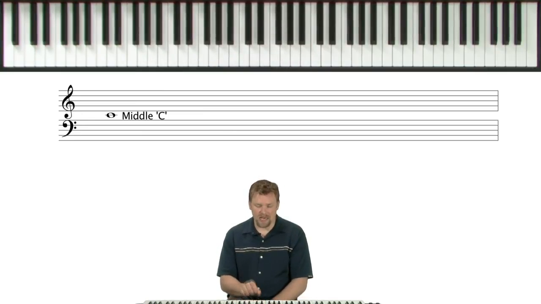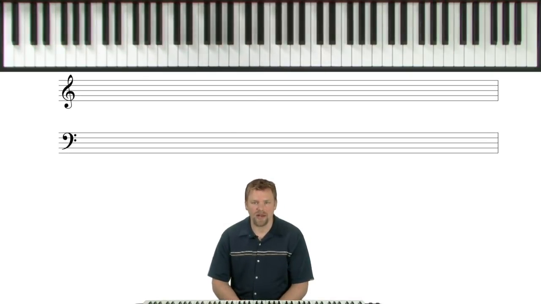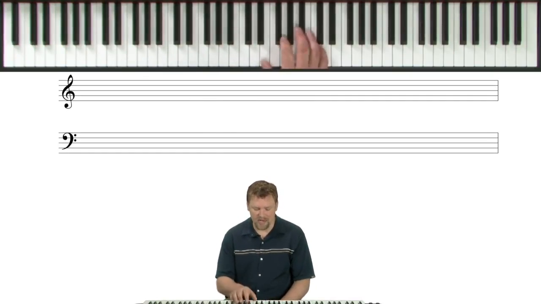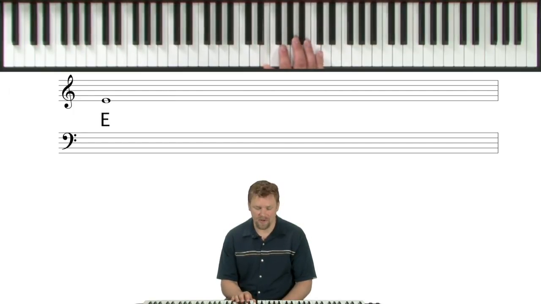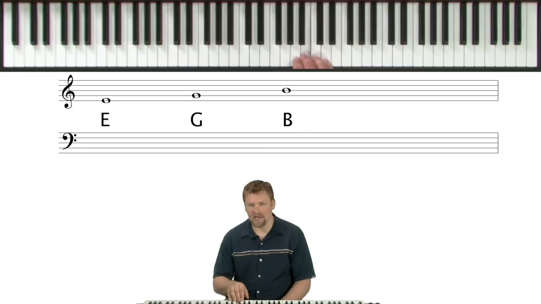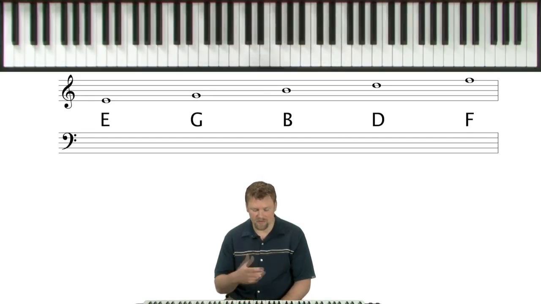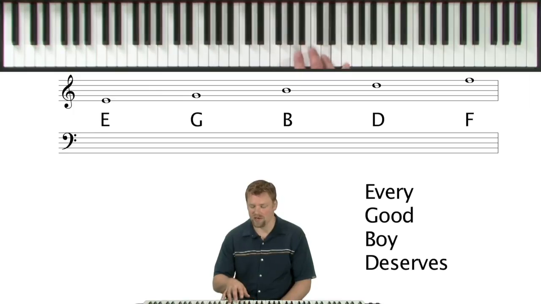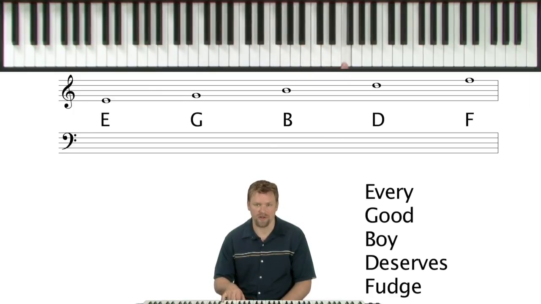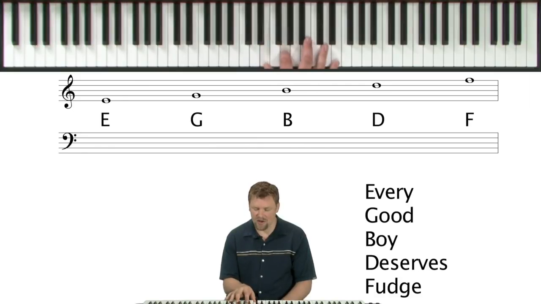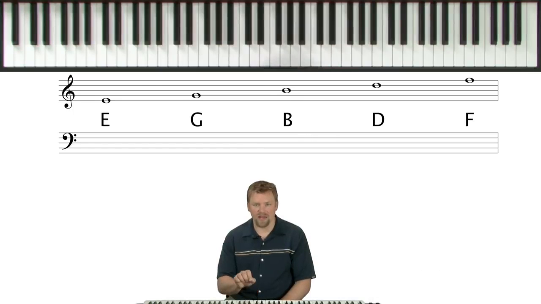So, if that's C and you go up a step, we get to the first line on the top staff. The first line on the top staff is an E. If you skip to the next line, we get a G. The next line, a B. The next line, a D, and then an F. You can remember E, G, B, D, F with this: every good boy deserves fudge, or food, or whatever you want to put there. So that's the notes that we find written on the lines in the staff.